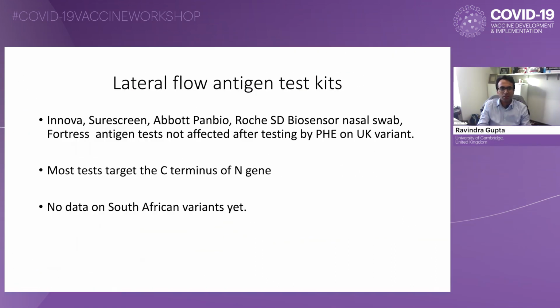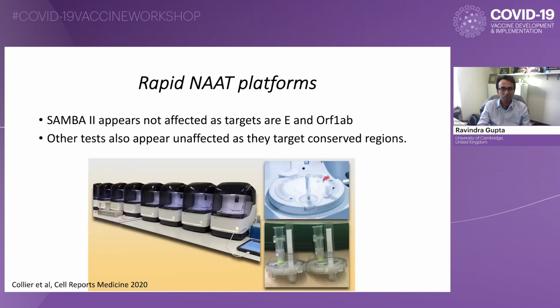What about lateral flow antigen tests? Well, the Innova, SureScreen, Abbott Panbio, Roche Biosensor, and Fortress antigen tests have been verified by Public Health England on the UK variant, and the performance is not affected by the new variant, which is reassuring. And this is because most of these tests are looking at the C terminus of the N gene. We don't have any data on South African variants yet, and that needs to be done in addition to the 501Y.V3 variant.